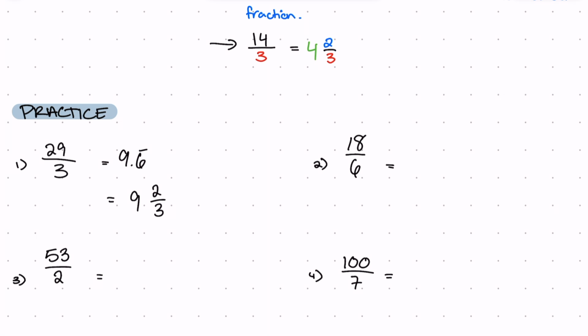For the second problem, we have 18 divided by 6. That one's very simple because, 6, 12, 18. So 6 times 3 is 18. So therefore, 18 divided by 6 is 3.